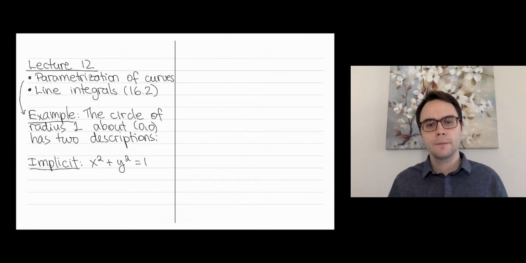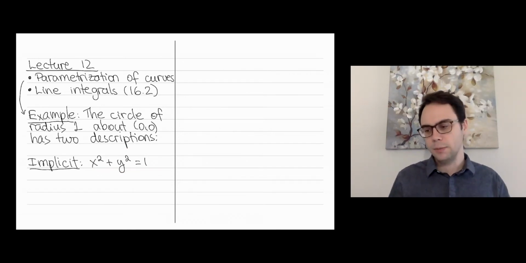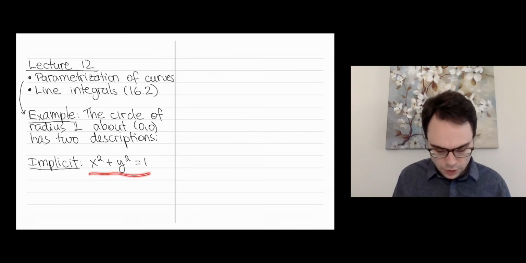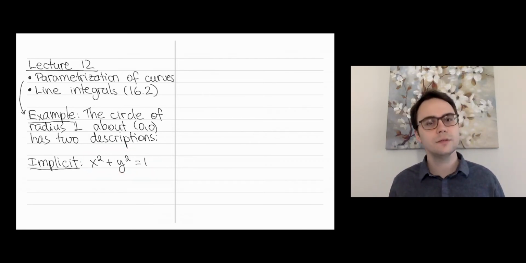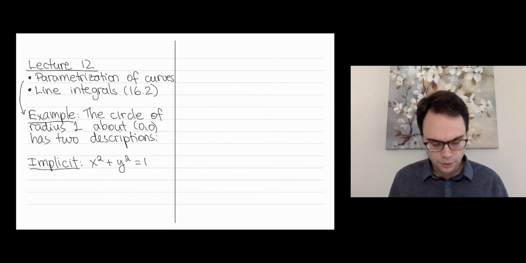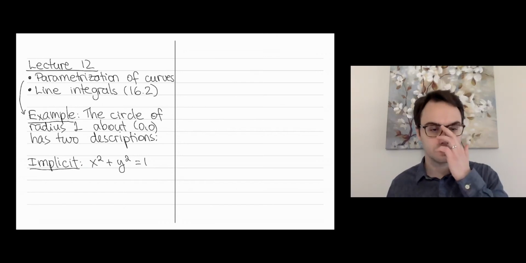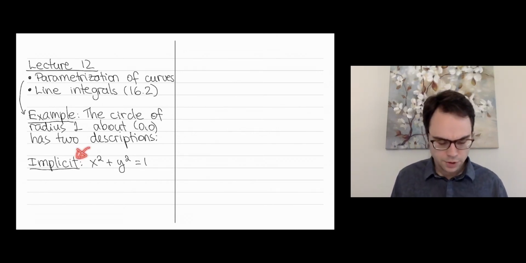It gives you an equation. If I give you a point, maybe (1, 2), does it satisfy this equation? Well, 1 squared plus 2 squared is 5, which is not equal to 1, so no, (1, 2) is not a point of the circle. You have to work to get points on the circle. That's why it's an implicit description of the circle.